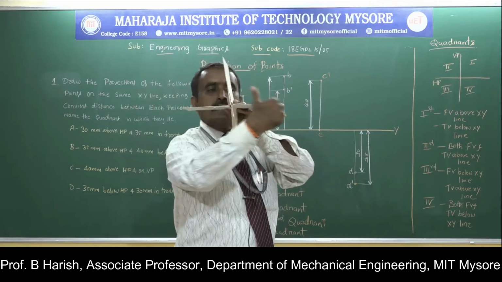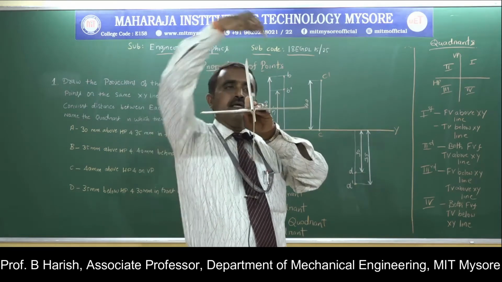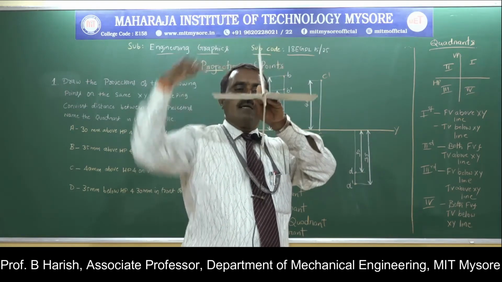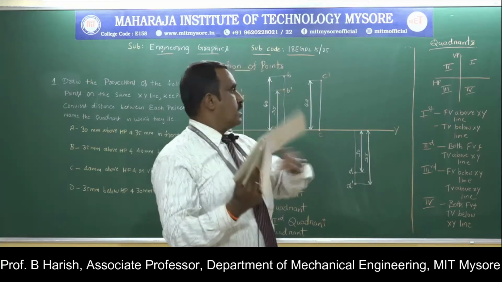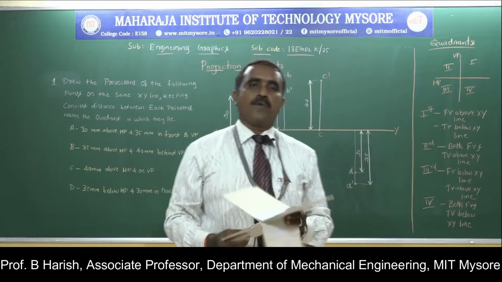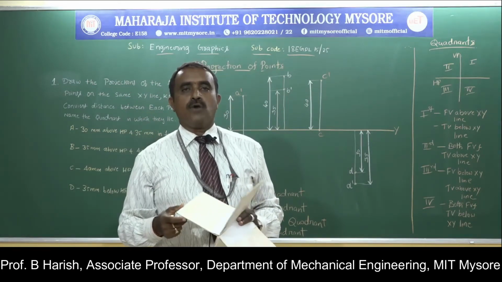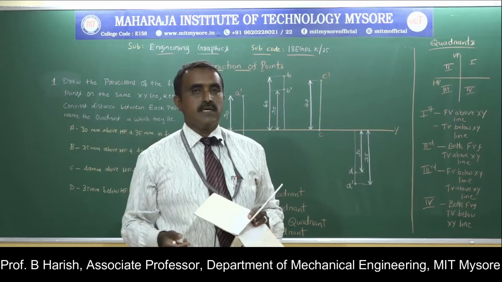This is the horizontal plane, this is the vertical plane. So first quadrant, second quadrant, third quadrant and fourth quadrant, that is what is written here. Now, before going to the actual problems, just to recall where the top view and front view will be in case of each quadrant.